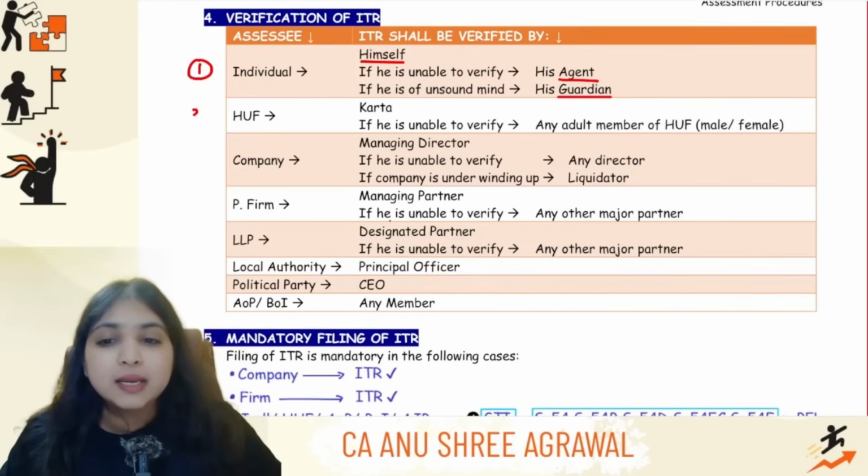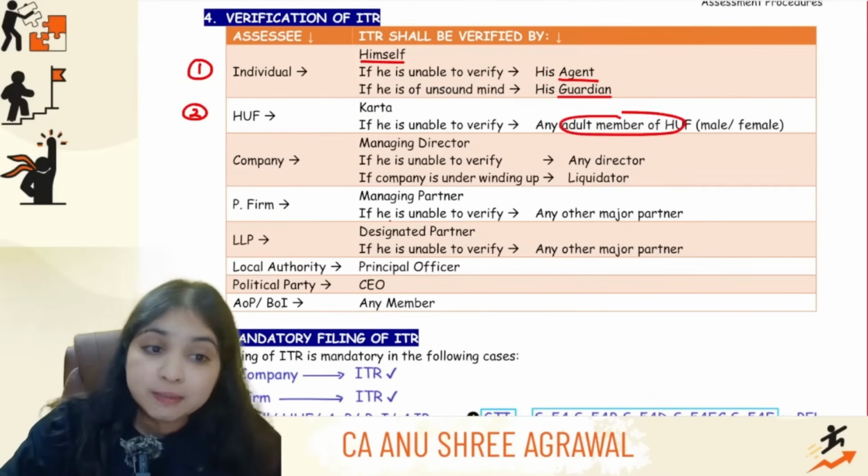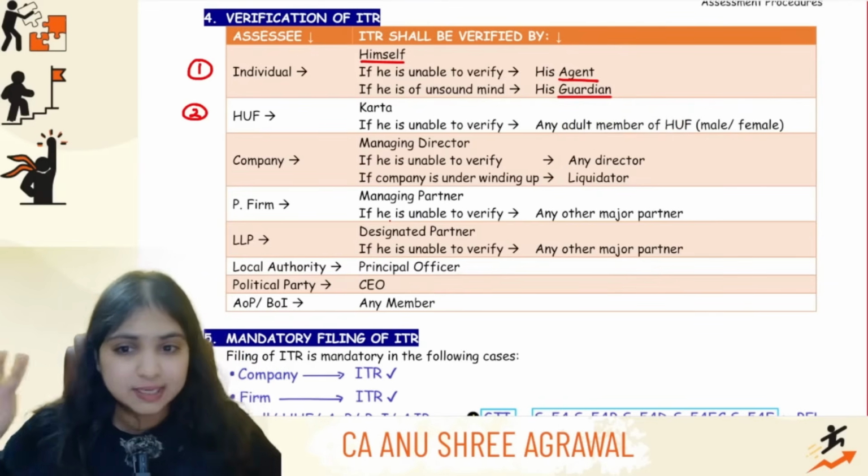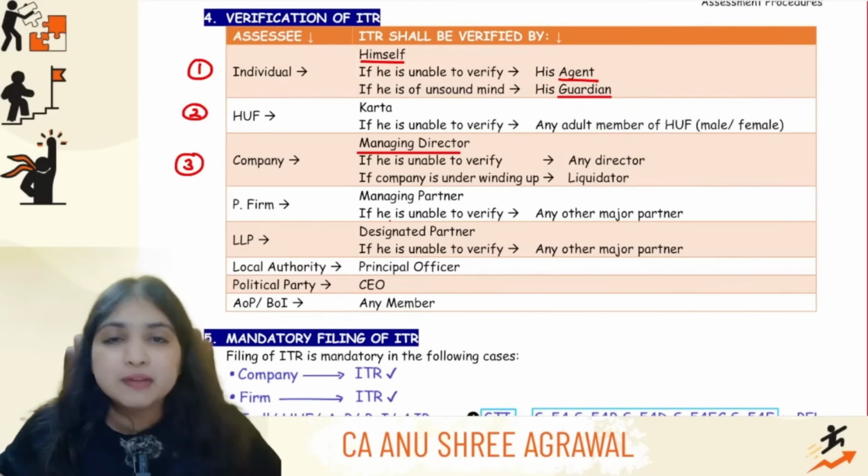Point number 1. Then comes point number 2. If assessee is a HUF, then the Karta of the HUF will verify. If Karta is unable to verify, then any adult member of the HUF can verify, male or female, doesn't matter. Then point number 3. If assessee is a company, the managing director of the company will verify the ITR.